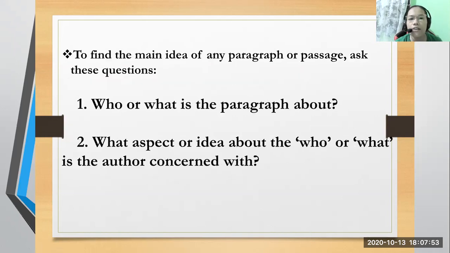Okay, so the question is, how are you going to find the main idea in a paragraph or passage? You only have two questions to ask yourself, and you should be able to answer that. First is, who or what is the paragraph about? Second, what aspect or idea about the who or what is the author concerned with? In other words, number one is asking for the topic. So what is the topic of the paragraph? And then number two, what aspect or idea about the who or what is the author concerned with? What is the author trying to say on that particular topic?